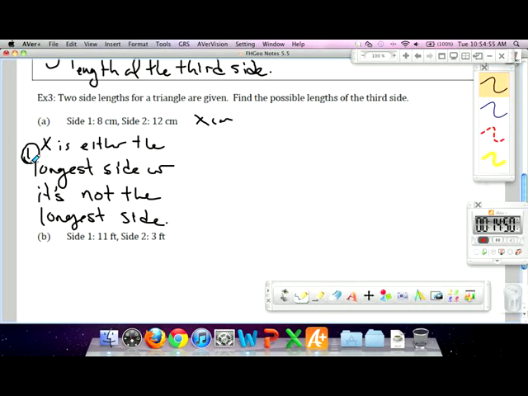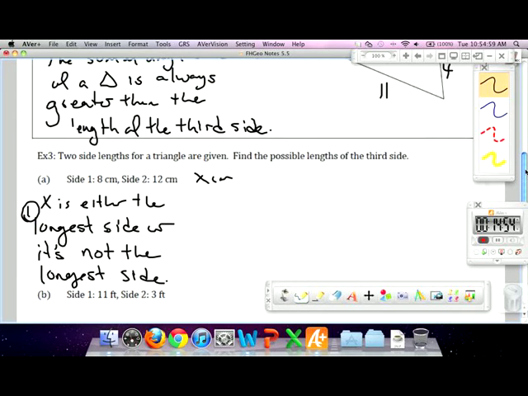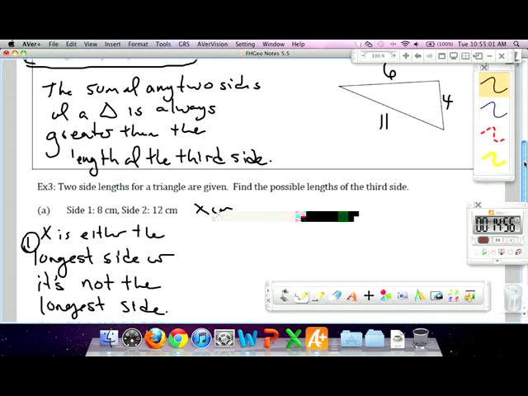So the sum of any two is always bigger than the third. So if we take the longest side and add to any of the other two, is that going to be bigger than the third side? Yeah, it has to be. That's not interesting. We don't care about that. So what we really want to look at is if we add the two shorter sides, that's got to be bigger than the longest. That's like the only case that's even interesting.